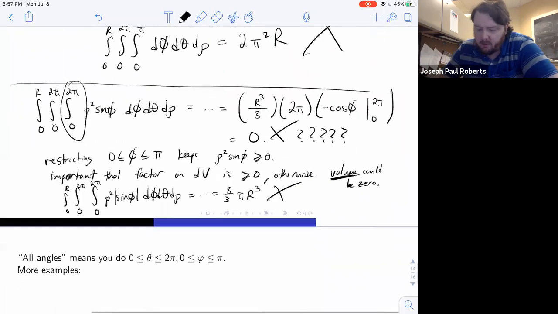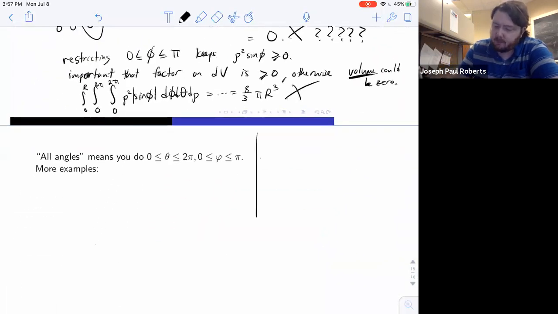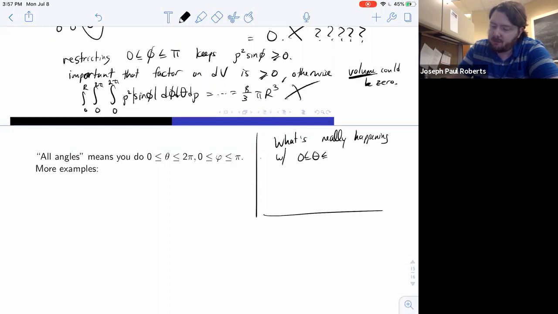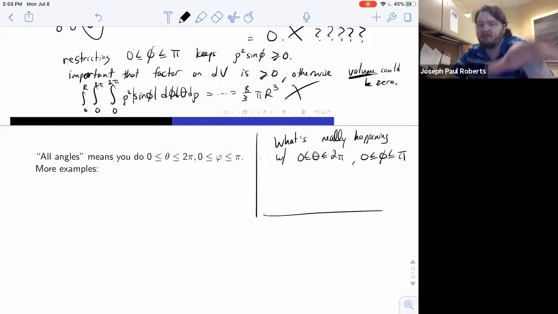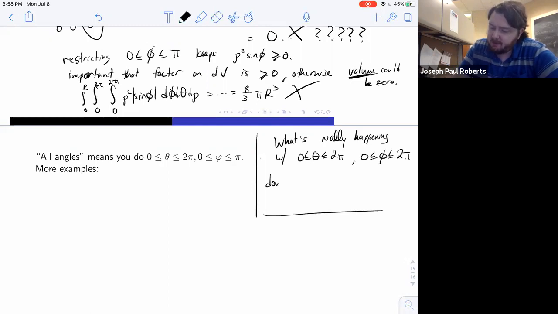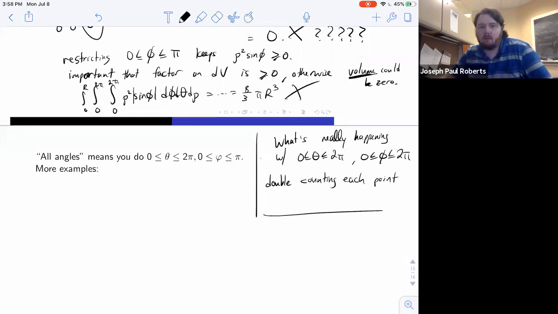So what's really going on, what's really happening if I let both theta and phi go 0 to 2 pi? We saw funny business happens when you try to calculate this, but what's really going on when this happens? Basically, you're double counting every point.